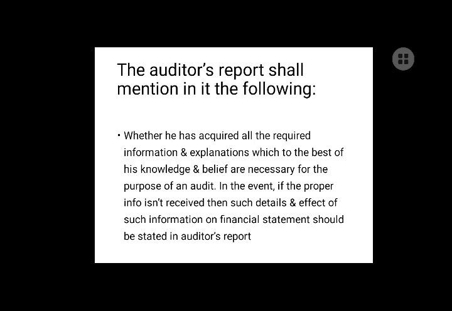The auditor's report shall mention the following matters: whether he has acquired all the required information and explanations which, to the best of his knowledge and belief, are necessary for the purpose of an audit. That means the auditor is required to mention in his report whether the information and explanations required for completion of the audit have been acquired or not. In the event that proper information is not received, then such details and the effect of such information on the financial statement should be stated in the auditor's report. The auditor has to mention whether the explanation and information has been provided to him or not, whether complete information is provided or he has been misguided, or justification is not provided. The auditor has to mention all those matters.